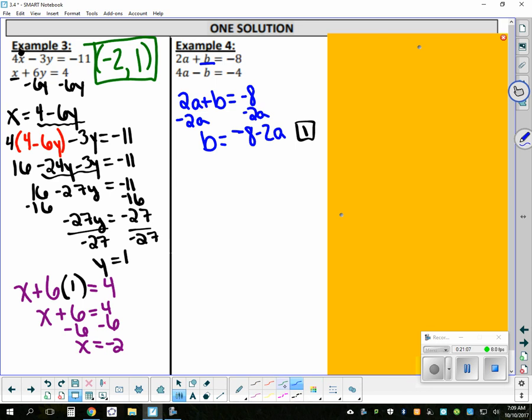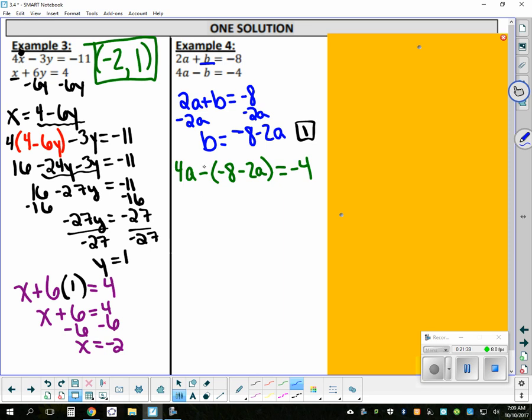Step 2, I'm going to substitute it into my other equation. So pay attention to which equation you worked with the first time, because you always need to use the second equation, or the opposite equation, the second time. So 4a minus, instead of b, I'm replacing it with what b is equal to. It's equal to negative 8 minus 2a. And then I have equals negative 4. Okay, one equation should remain with one variable.